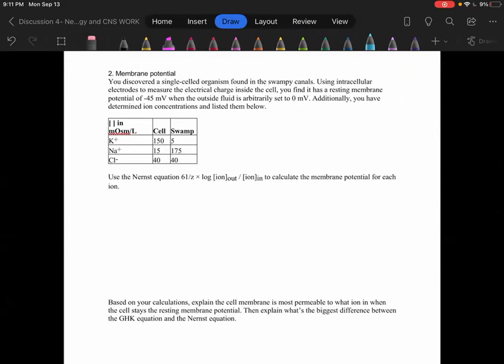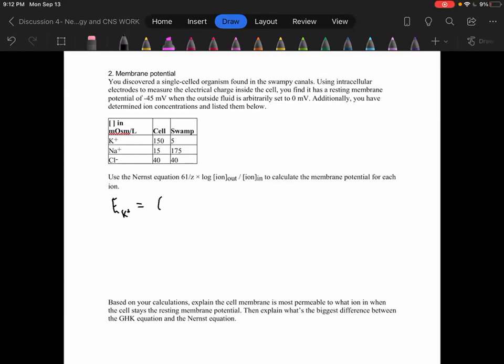So what we're doing is we're using the Nernst equation to calculate membrane potential for each of our ions. So we'll begin with potassium. And what we see is we will look at equilibrium potassium. So this would be like if the cell membrane was only permeable to potassium, what that voltage would look like if it was only permeable to potassium.